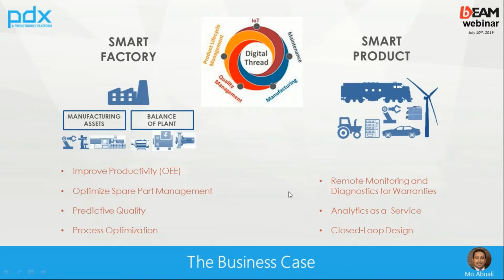On the right side is what we call smart product. So if you do not manufacture parts, but you monitor or use parts in the field, the audience here is your actual customer, your end user. Let's say you make a machine tool, or you're making a pump that is used out in the middle of an oil rig, for example. So here the business case is different.